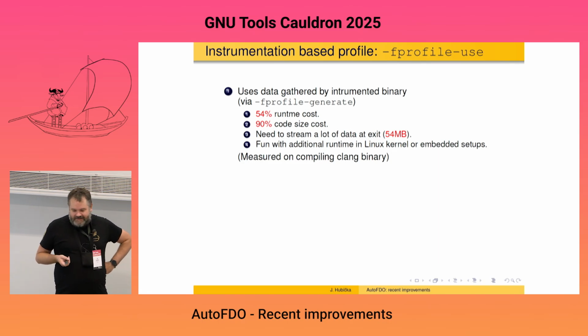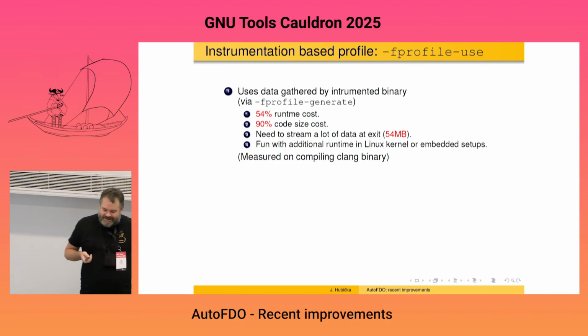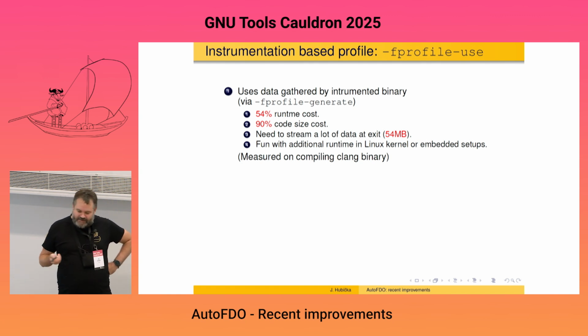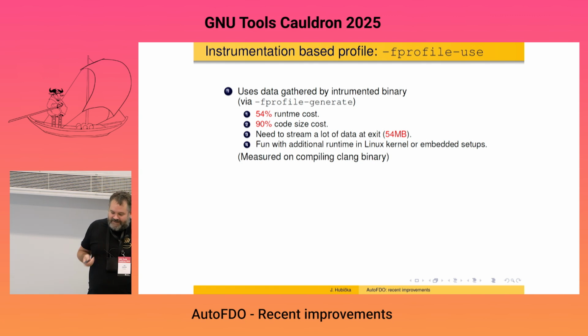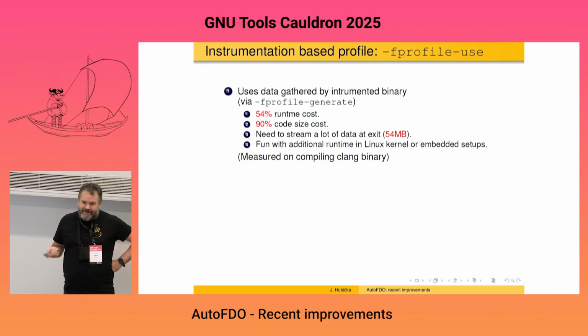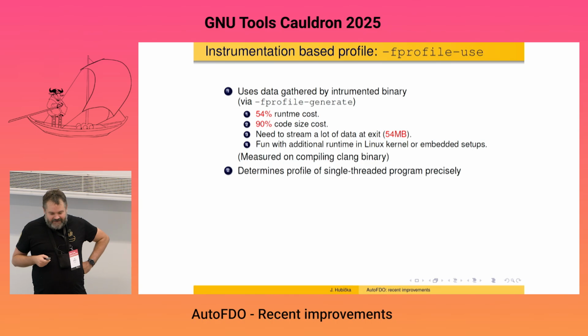And it produces a lot of data. So if your program runs just for a short time, like GCC or Clang does, each time it streams a lot of files, and it takes time. The other thing is that you need additional runtime, so it's hard to set up in the kernel environment or some embedded setup, even though there's support for that, which was practically used.